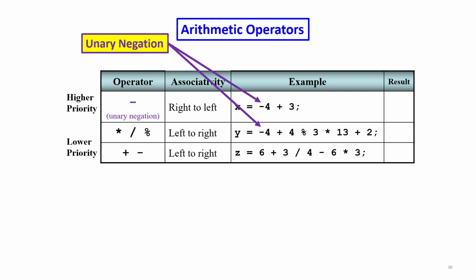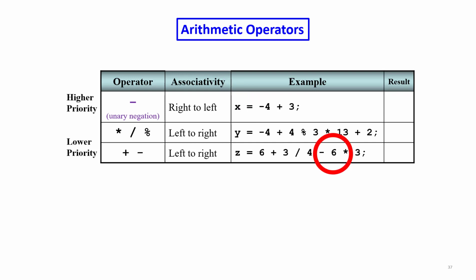Unary negation simply negates the value of the operand to its right, but it has no operand to its left. Now, the 2 -4s highlighted by the purple arrows are unary negation. Neither one has an operand to its left. But this is not unary negation. This minus sign has an operand to its left. Unary negation is not a binary operator. If a minus operator has an operand to its left, it's just simple subtraction.